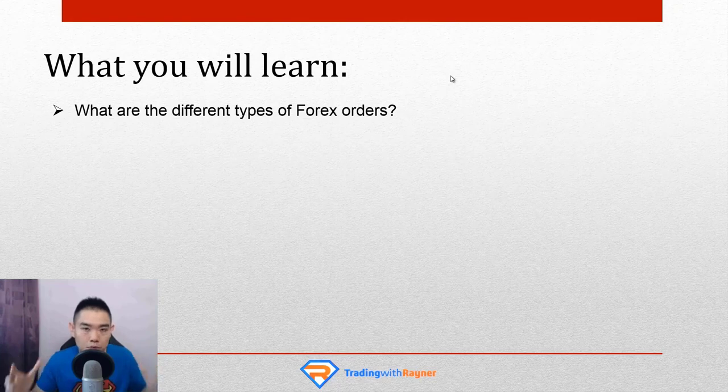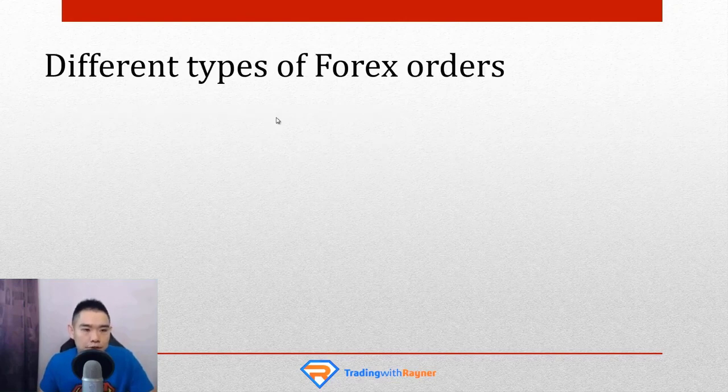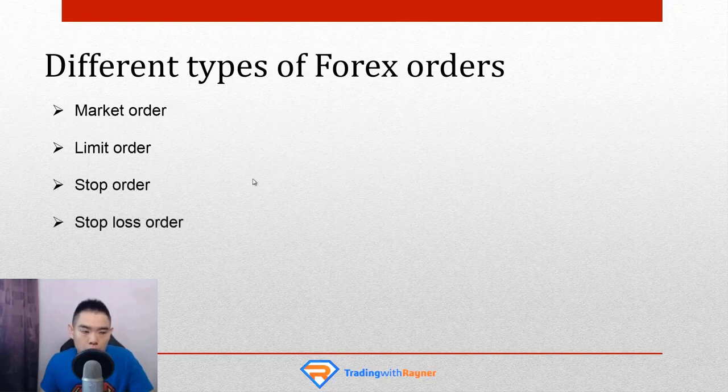But the ones that I'm about to share with you right now are, I would say, the ones that you are likely to use, right, most of the time. Okay, so let's get started. First one, market order. Second one is a limit order. Third one is a stop order. And finally, a stop loss order. So let me explain each one of them step by step.